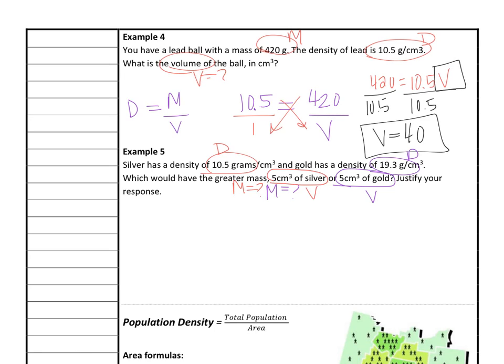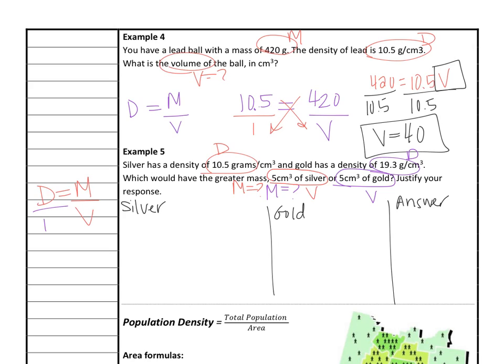Justify your response. So I'm going to split my paper up into 3 little sections here. The first one's going to be for silver. The next one's going to be for gold. And the last one's going to be for my answer. Which one has the greater mass? So for silver, we're going to start calculating with D equals M over V. And again, we might want to put this over 1. Because we're not looking for the density, we're looking for the mass. So I'm going to start plugging in.